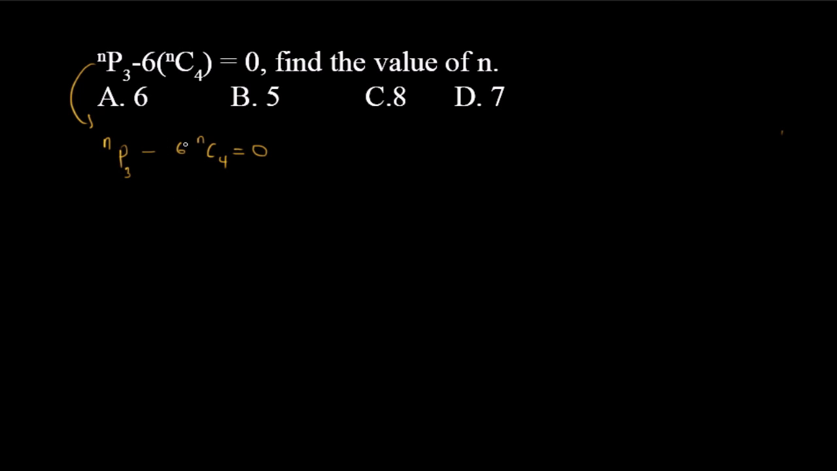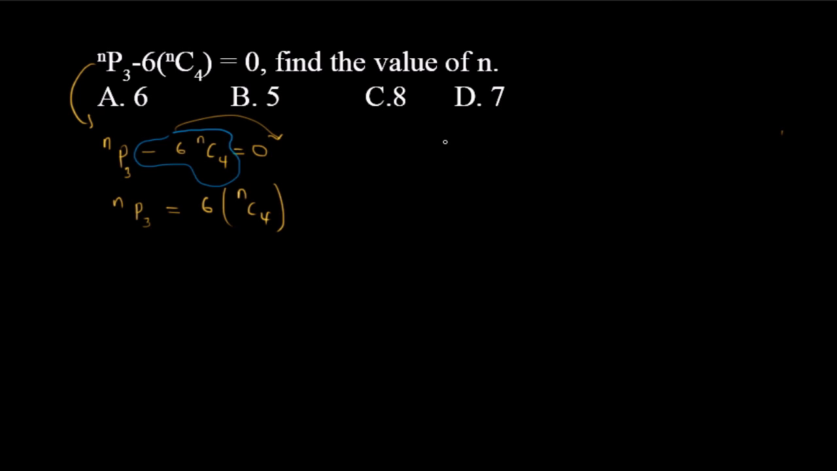So I could bring what I have here to the other side of the equation. In other words, I'm adding 6 times n combination 4 to both sides of the equation. So what you have is n permutation 3 equals 6 times n combination 4.